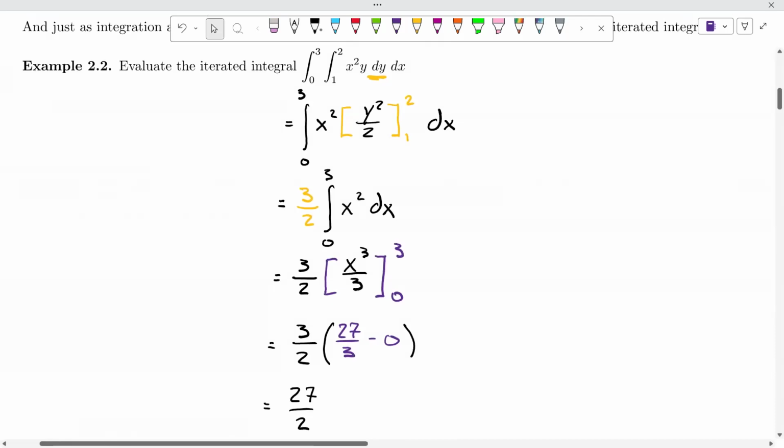So if I back out and just look at the whole thing again, those are all the steps. So again, I'm doing two integrals in order. I do the one on the inside first. And when I am doing that integral, just like with partial derivatives, I treat the other variables as if they were constants.